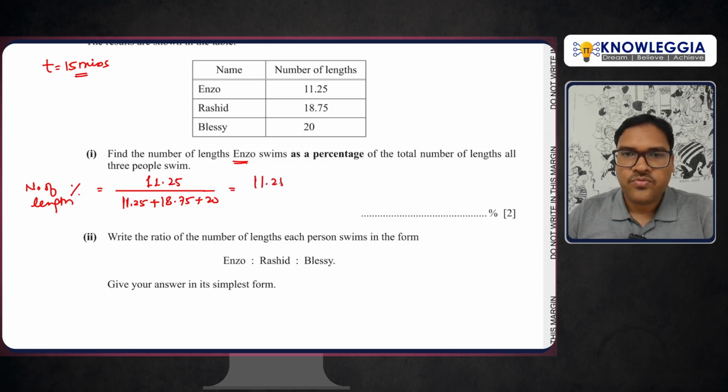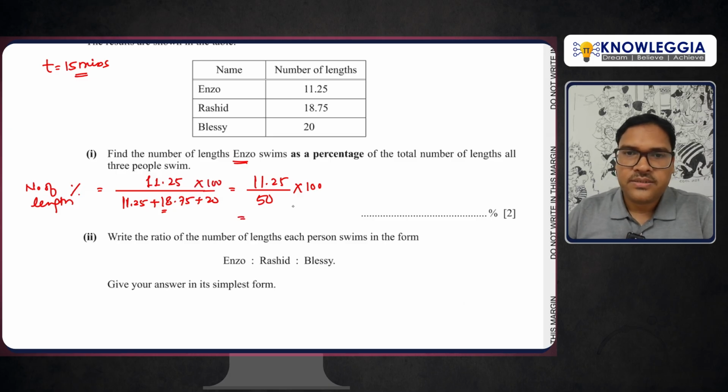This is 11.25 divided by the total. So you can see 11.25 plus 18.75 plus 20 is equal to 50. You can check this. The sum is 50. And now we have to write it in percentage, so I multiply this with 100.